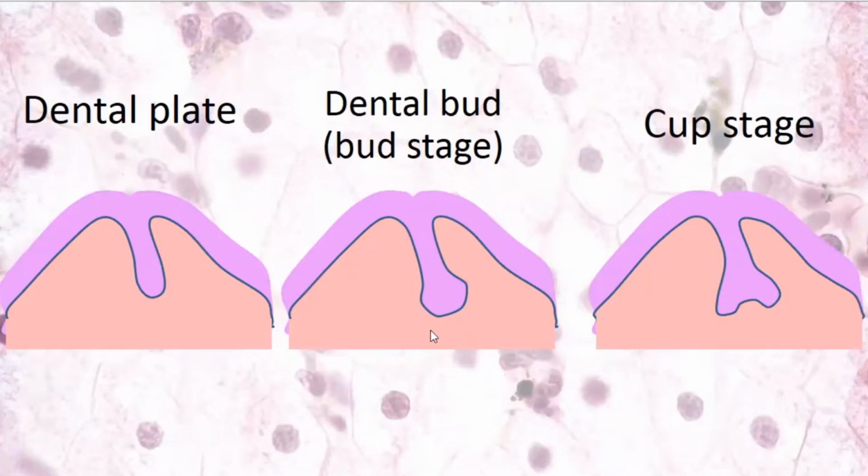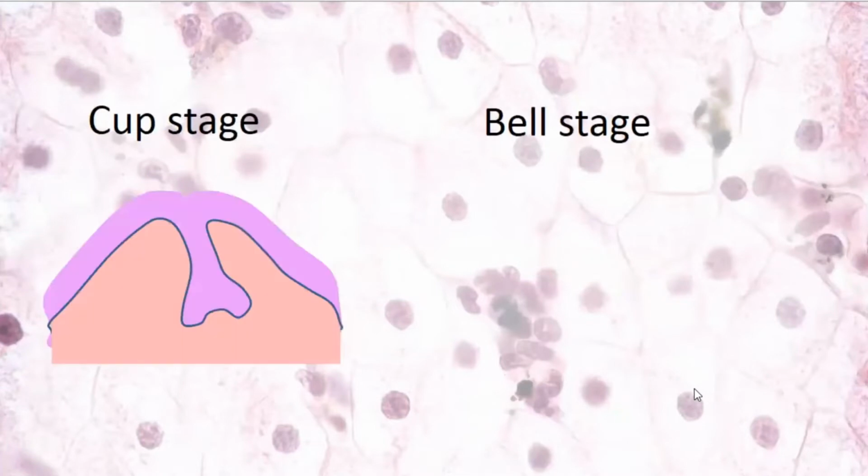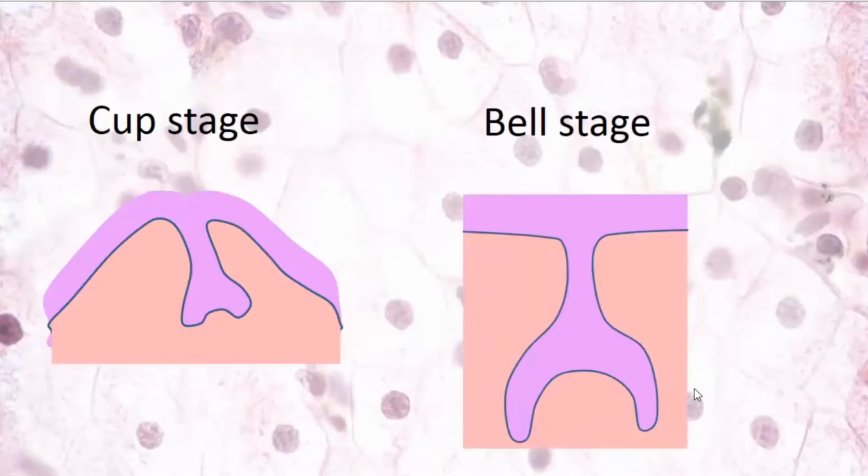Here we can see mesenchyme, and it begins to grow inside the bud, and it forms an invagination inside the bud here, and a structure like a cup is formed. It's the cup stage. It's the beginning of the formation of dental papilla when mesenchyme grows inside the ectodermal structure. So it's invagination, and it's the cup stage. Here we can see the bud stage, and the cup stage. Mesenchyme forms dental papilla which grows inside this cup. And we have the cup stage, and the next stage is the bell stage.